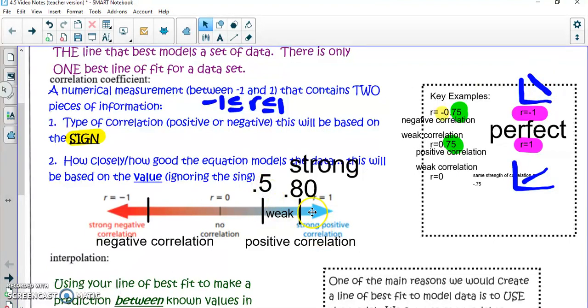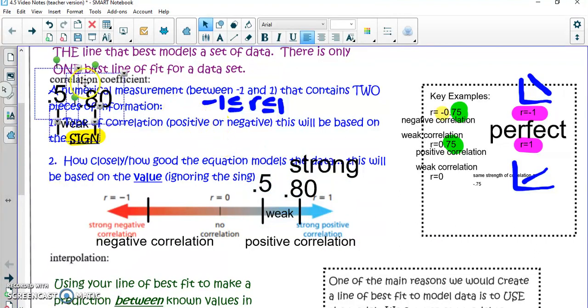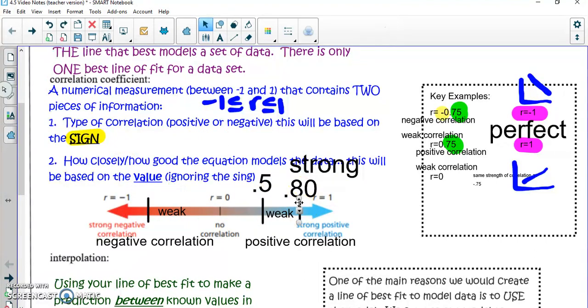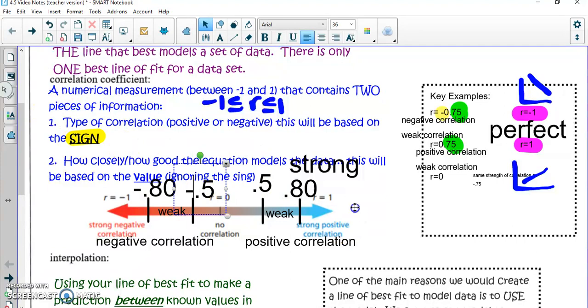And again, we know that on this little diagram here, we have to separate the values from the positive or the negative, because positive tells us it's uphill, negative would tell us it's downhill. The values after the positive or the negative is what determines how good our relationship is.